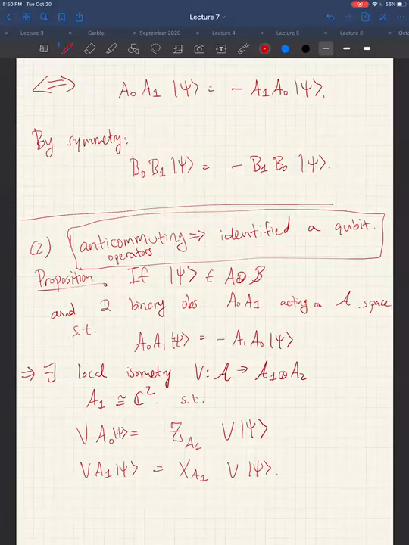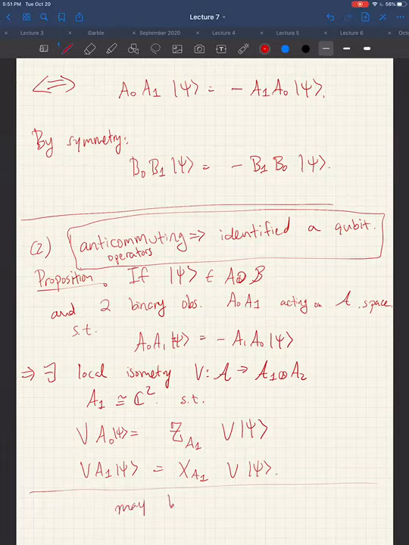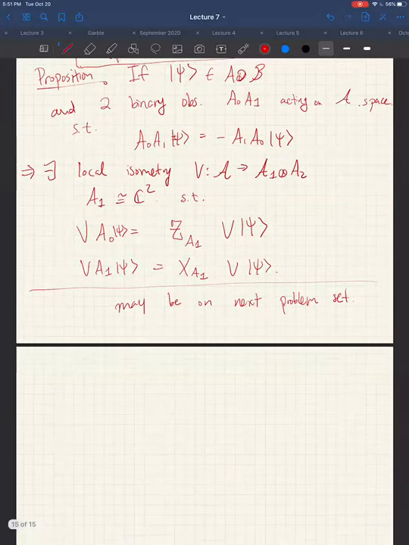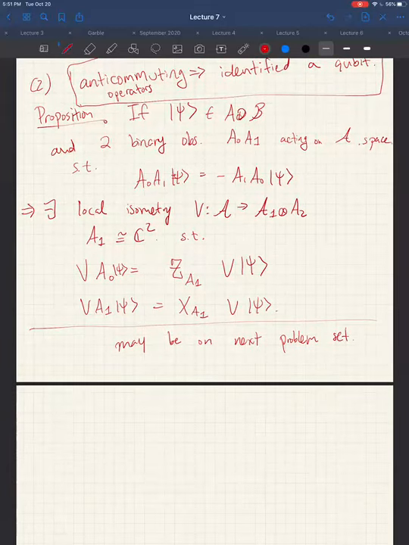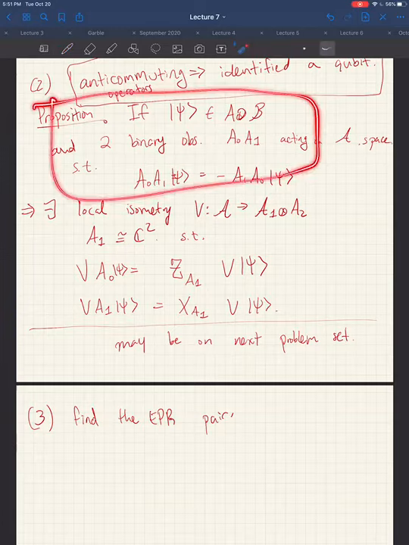And so this proposition may show up on the next problem set. And it's really the basis for a lot of these verification protocols. Okay, so that gives you the qubit structure, and now you have to find the EPR pair. Clearly, you apply this proposition once for Alice and once for Bob, and you get these two isometries, one V, one W.